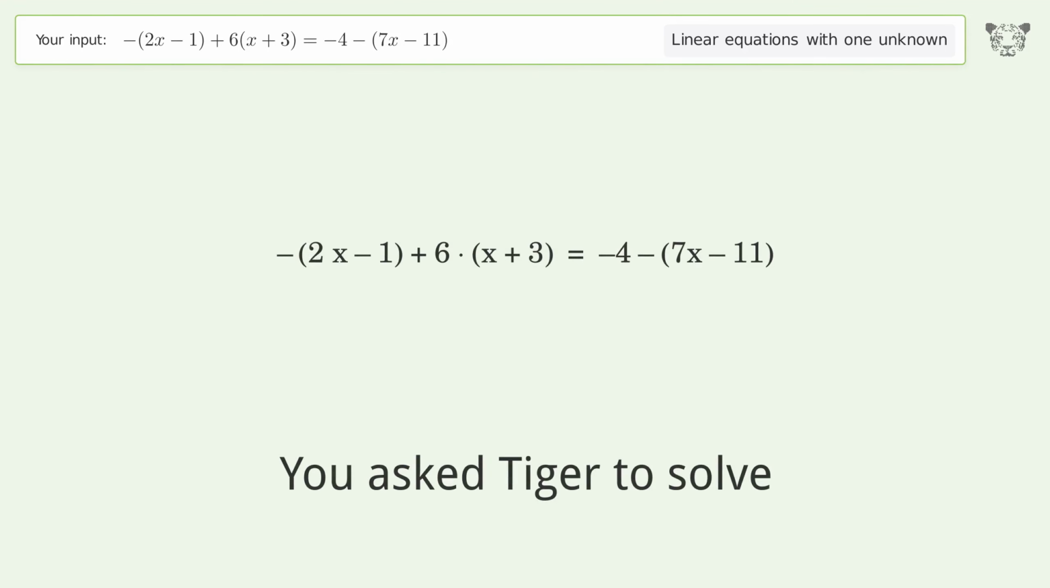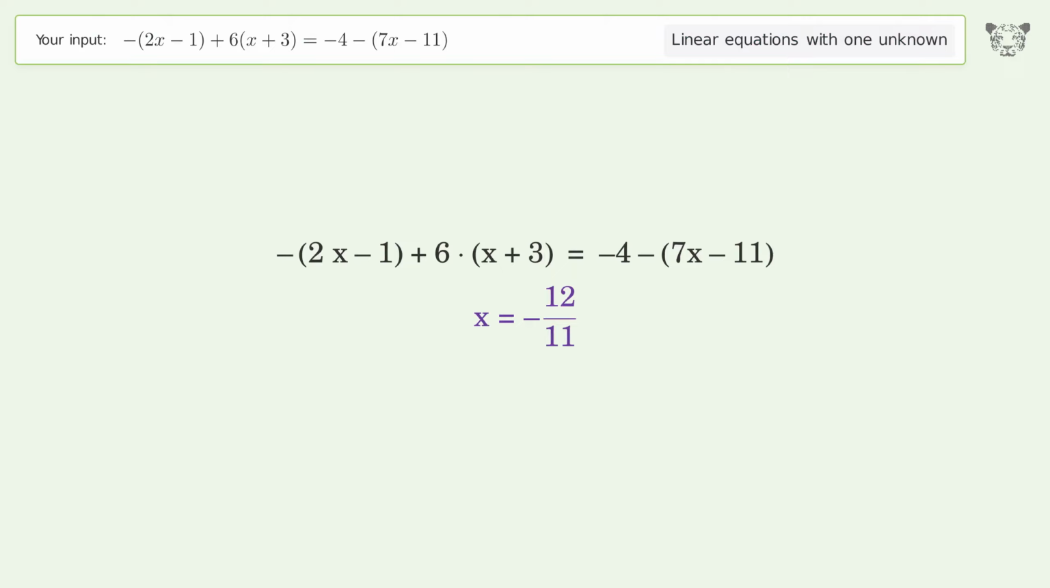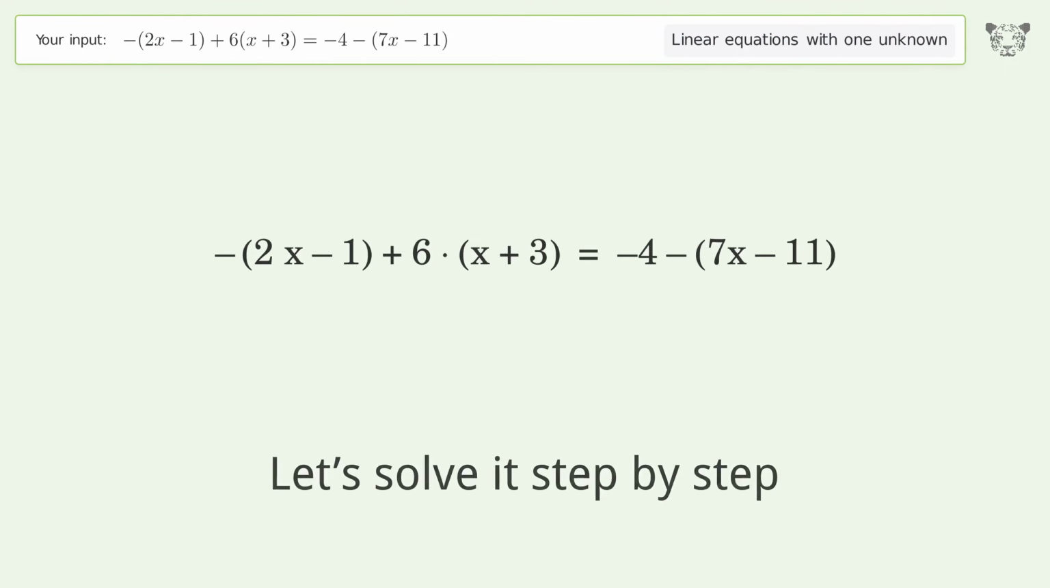You ask Tiger to solve this. It deals with linear equations with one unknown. The final result is x equals -12/11. Let's solve it step by step.